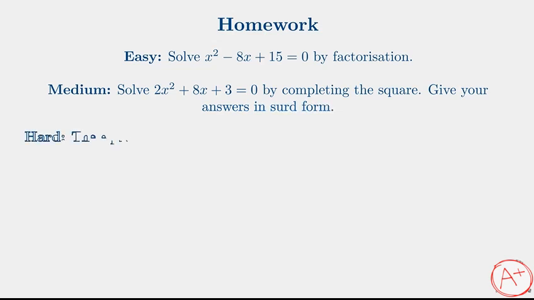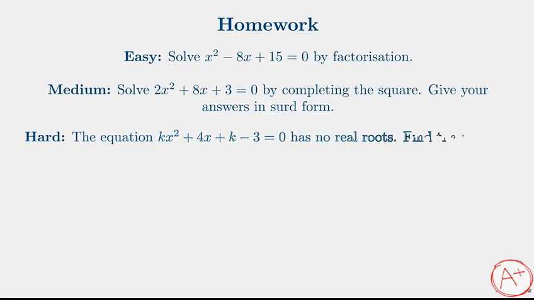Hard. The equation kx squared plus 4x plus k minus 3 equals 0 has no real roots. Find the range of possible values for k. Take your time with the hard question, focusing on the discriminant. Once you are finished, resume the video to check your solutions.